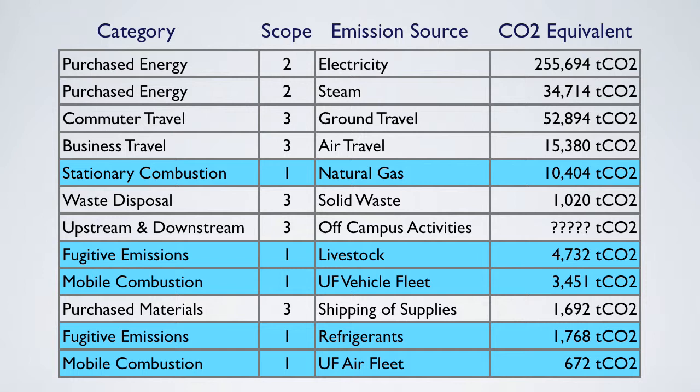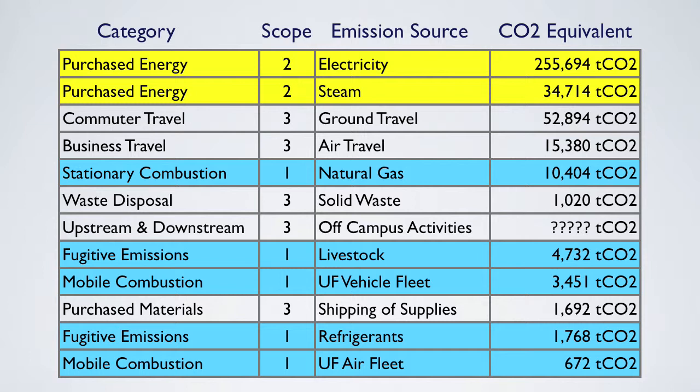The university's Scope 2 emissions include purchased electricity to power the over 900 buildings on campus, and purchased steam from an on-campus cogeneration plant. The steam is used in the winter to heat the buildings on campus.